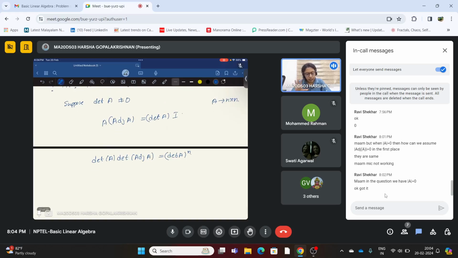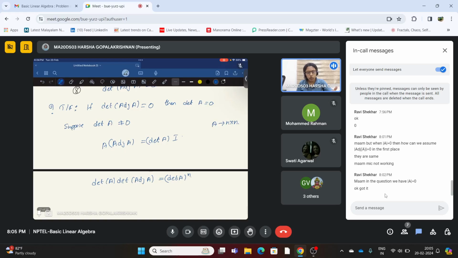Now, if determinant of A is non-zero, what can you conclude from that? What is determinant of adjoint of A? Determinant of A power n minus 1. We can do this because determinant of A is non-zero. If it is 0, we cannot do the division. Since it is non-zero, we can write like this.